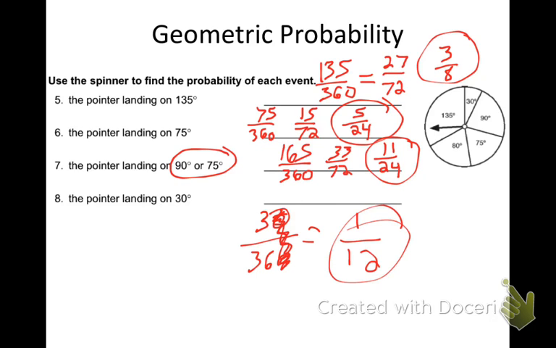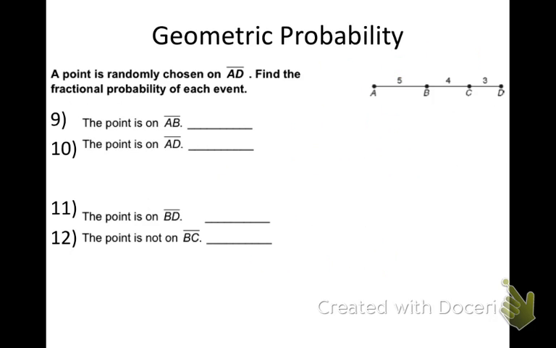Using that same information, find the geometric probabilities of these 4. Take a couple seconds and try these 4 on your own. Number 9. The point is on AB. What's the probability of the point being on AB, Bailey? 5 over 12. Number 10. The point is on AD. What's the probability of it going on to AD, Reagan? It is 1. Yeah, because you actually end up getting 12 over 12, which simplifies to 1.